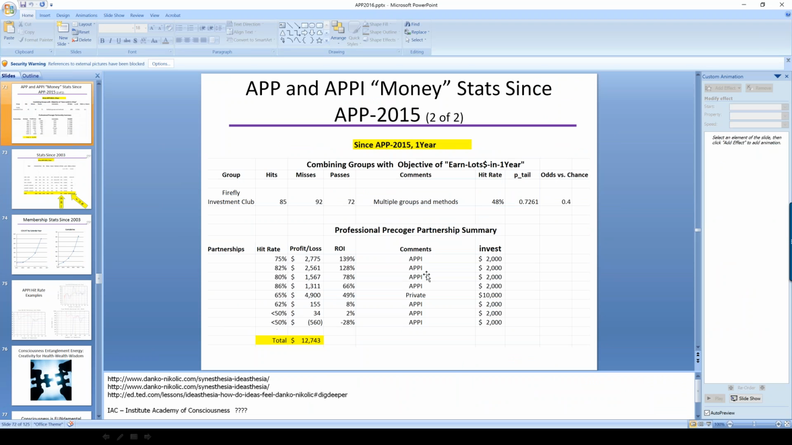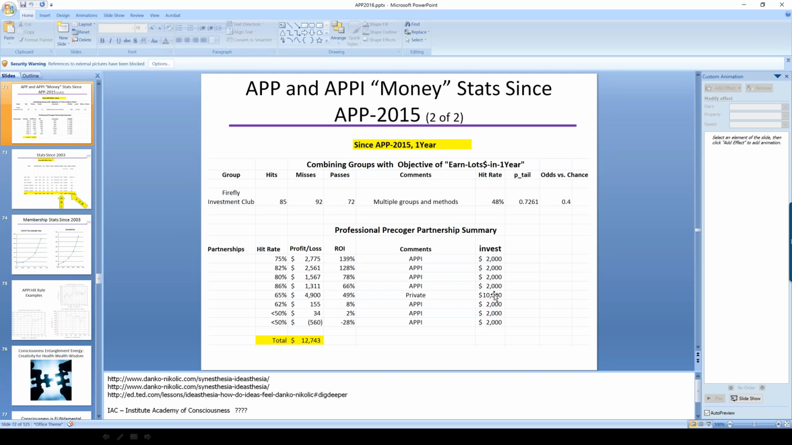But you can see this turned out to be a private partnership. It was right before APPI got officially started, but it used the APPI approach, 50-50 partnering. Each of us put up $5,000.